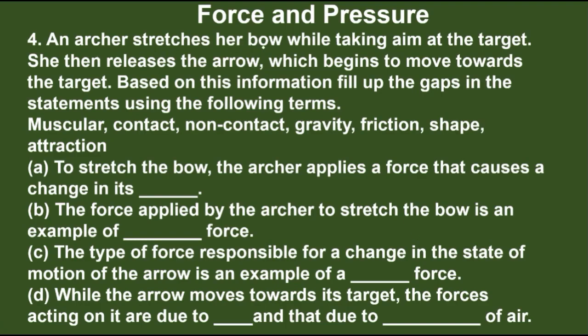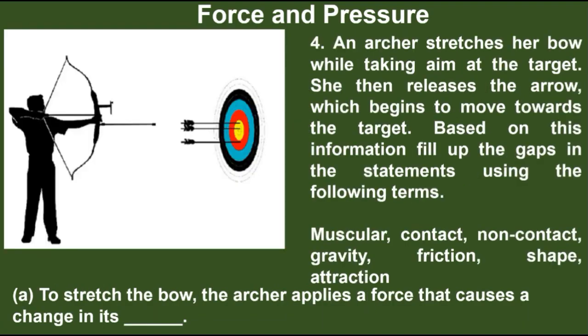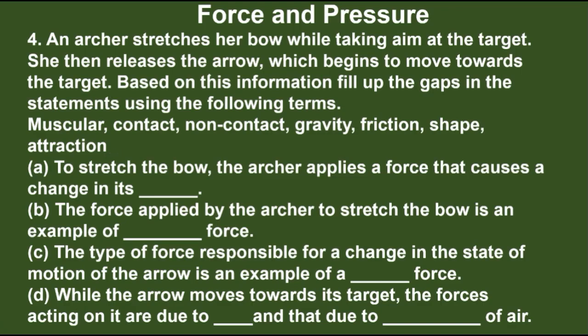The archer stretches her bow while taking aim at the target. Visualize this. The bow was not in this shape before, and she stretched it, and now the shape is changed. After that, she releases the arrow, and the arrow moves towards the target and hits it. Some words are given: muscular, contact, non-contact, gravity, friction, shape, target, attraction. Now you have to pick these words and fill in the blanks.